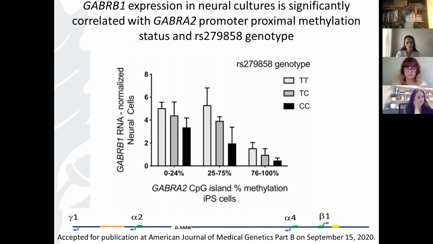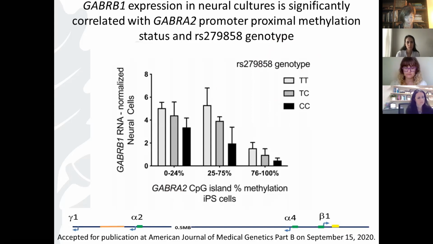In a manuscript that was accepted for publication last week at the American Journal of Medical Genetics Part B, we added to this picture by studying the promoter proximal methylation at the 4 genes within the chromosome 4p12 cluster, and found that there was a significant and additive effect of methylation status at GABRA2 and genotype at RS279858, again within the gene GABRA2, such that the more C alleles a sample had and the higher the methylation in a given sample, the lower level of beta-1 expression in neural cultures. And this was only significant for beta-1.